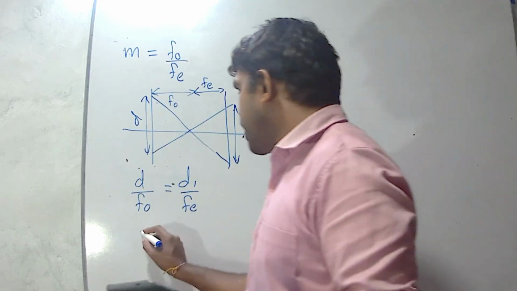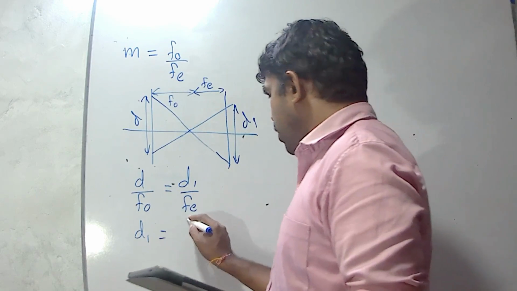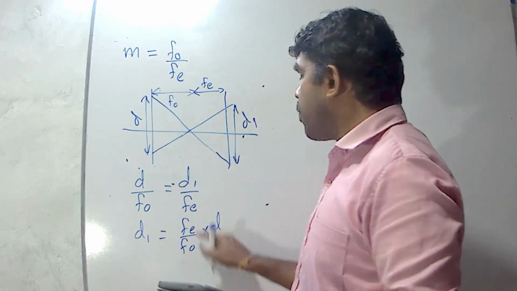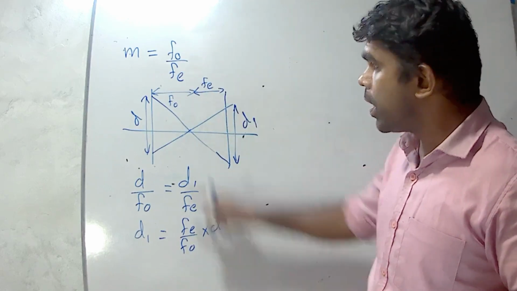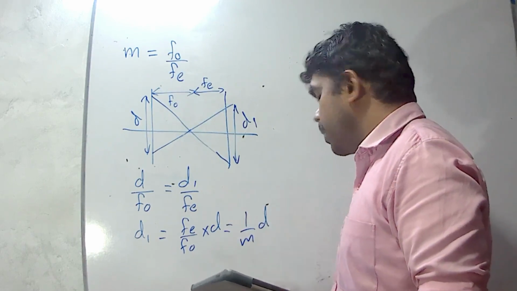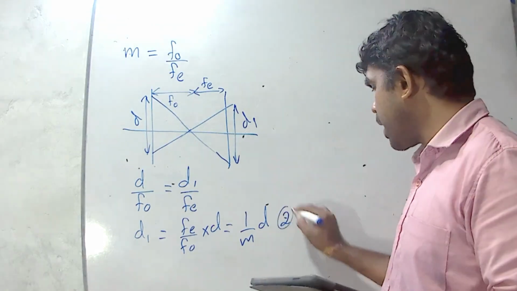Then I will make d1 the subject: fe over f0 times d. fe over f0 means the reciprocal of this one. Then we get 1 over m times d, that is d divided by m. The second one is the correct answer.